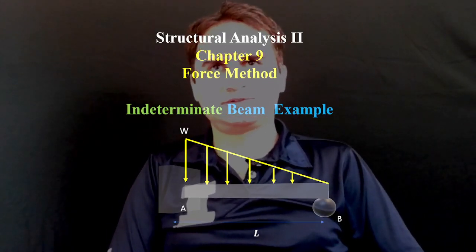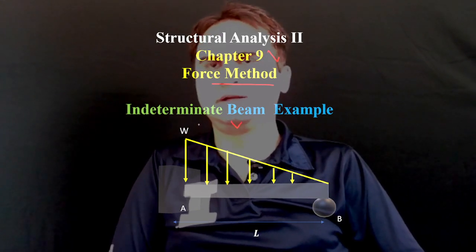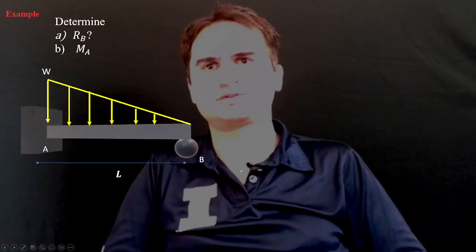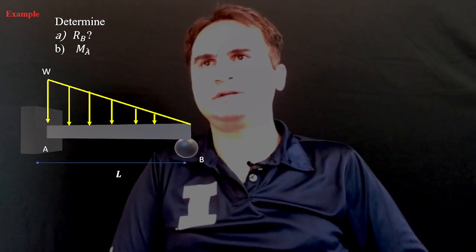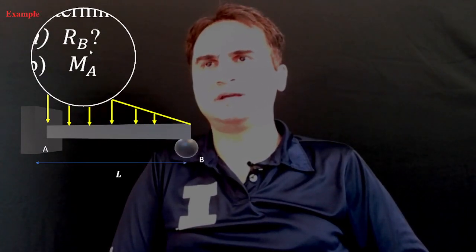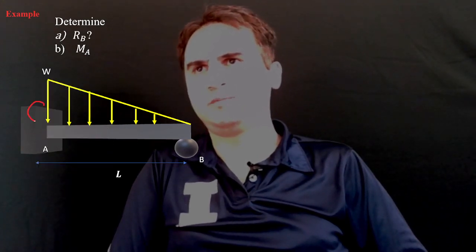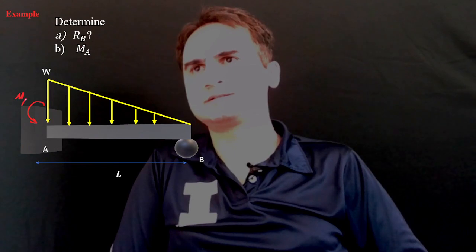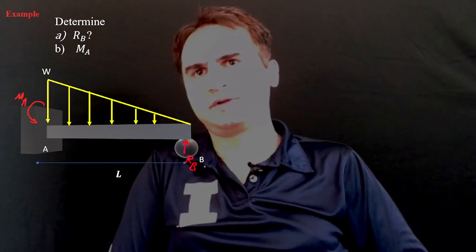Structural Analysis 2, Chapter 9, Force Method. Let's solve another indeterminate beam example. In this example, we want to calculate or determine the reaction at B and the moment at A. So we want to know what MA is, and what RB is.